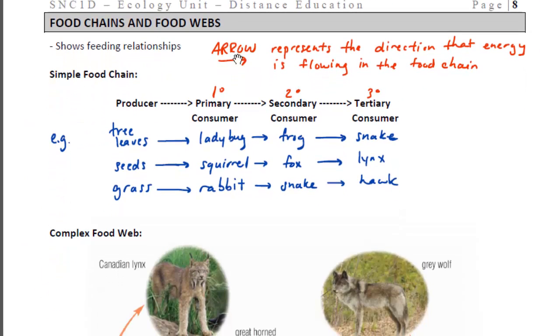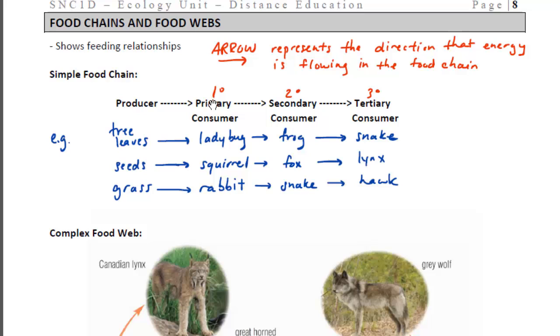Now, the arrow that you see on all of these is representing the direction that the energy is flowing in the food chain. So energy always flows from the bottom up. You start with a producer, something like a tree or seeds or grass, some kind of a plant product. You have the producer, the primary consumer, secondary consumer, tertiary consumer, and so on.